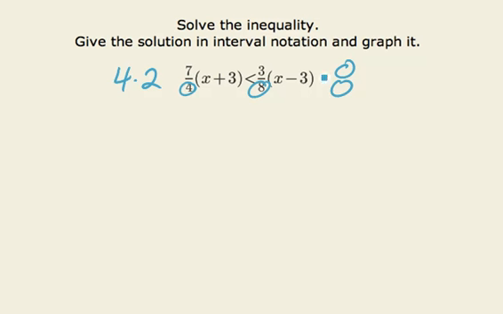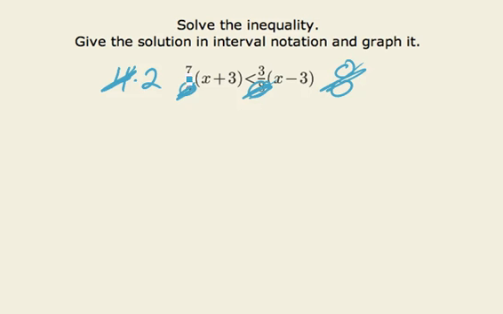And when I do that multiplication, the 8 cancels, the 4 cancels. I should mention that multiplying both sides by a positive number, by positive 8, does not change the direction of the inequality. The only time that direction of the inequality changes is if we had to multiply or divide by a negative number. But multiplying by a positive number is fine. It doesn't change the direction.